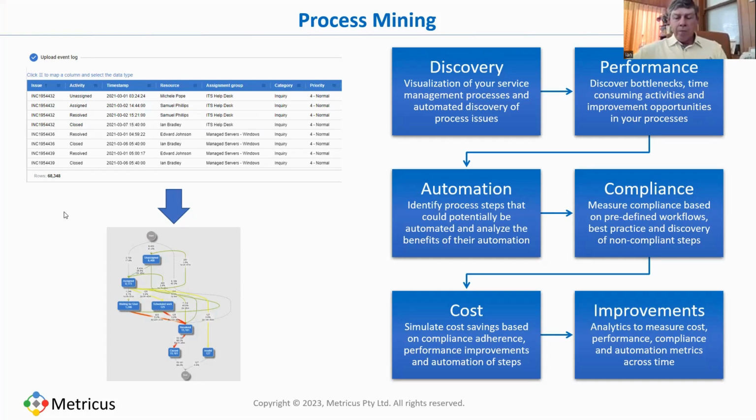Then we can look at automation. We can start trying to identify steps which should be automated, or what types of issues for particular steps should be automated. So it helps you on that whole digital automation journey. Then we can look at compliance, look at steps that should be happening and shouldn't be happening. We can flag them, and then we can track them across time.